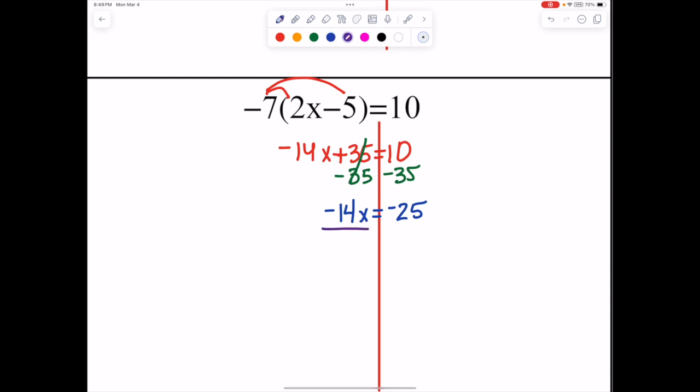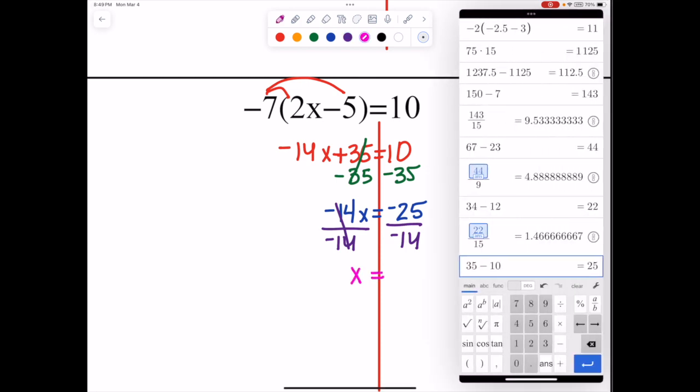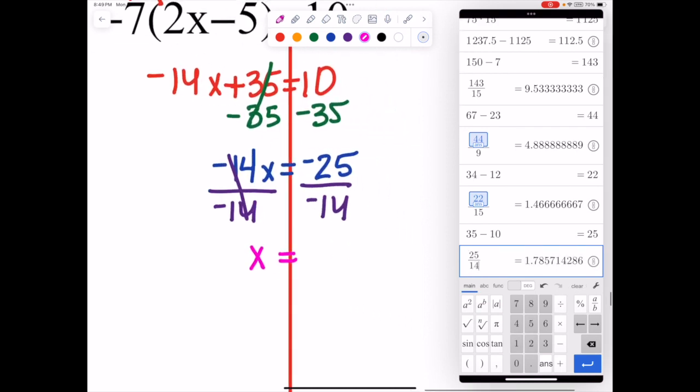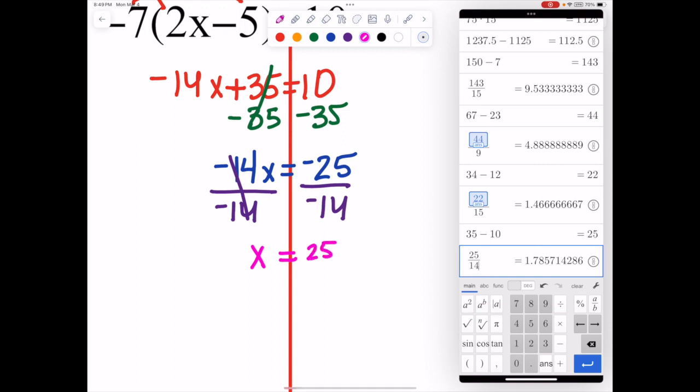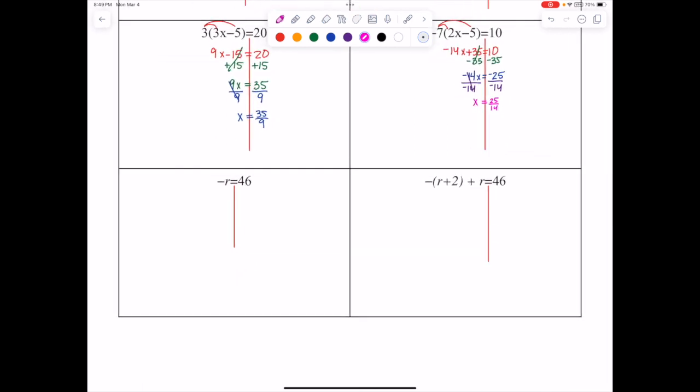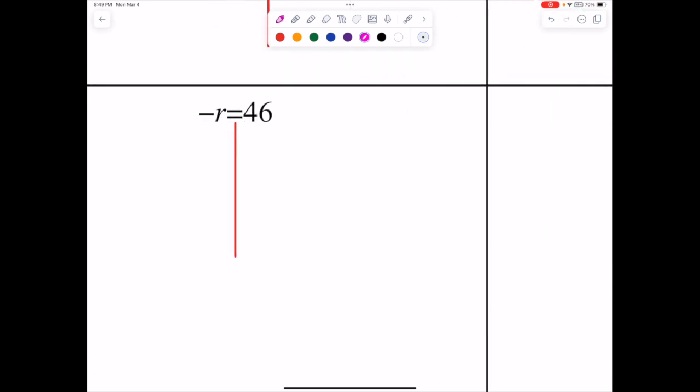All right, and then we have divided by negative 14, divided by negative 14, and we're left with x equals whatever this is. So 25 divided by 14, it's a random number, so you can just leave it at 25/14. Okay, so these are all examples where, because you have this non-terminating decimal, it's okay to just leave it as the fraction. Okay, all right, negative r equals negative 46. Remember, opposite of r is 46, so that just means r equals negative 46.